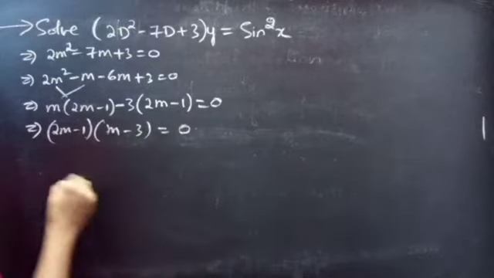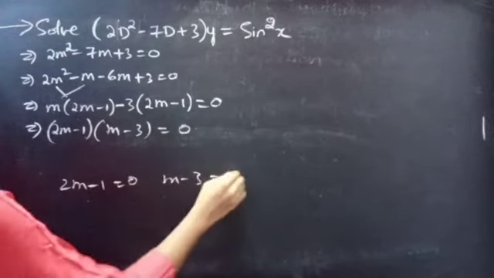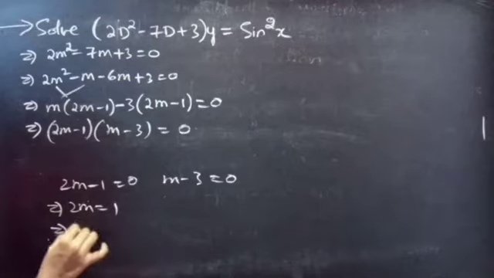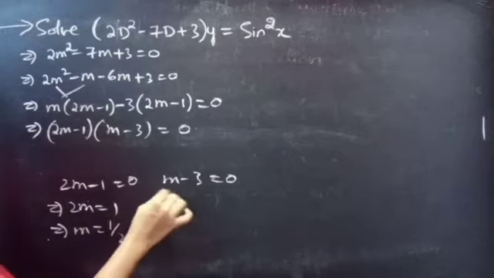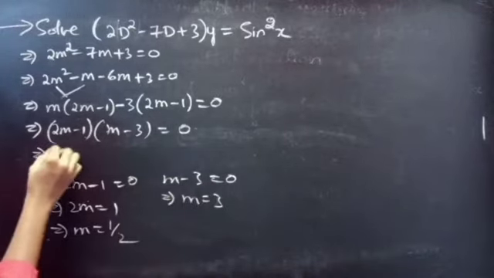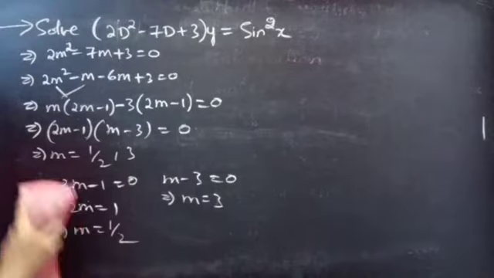Equate each factor to 0. Then from 2m − 1 = 0 we'll get m = 1/2, and from m − 3 = 0, we'll get m = 3. Then m = 1/2 and 3 are the roots.